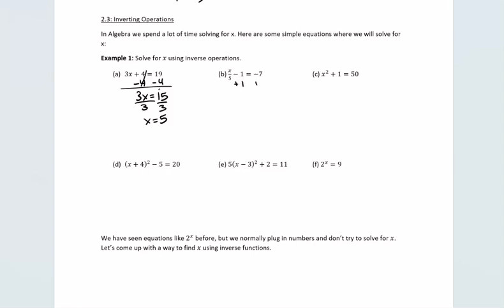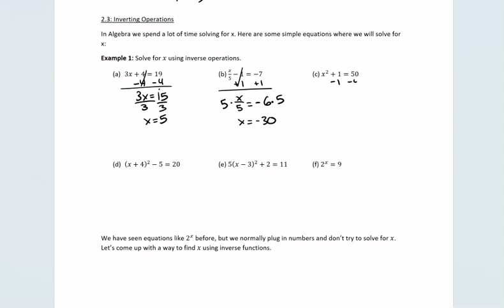We're adding 1 to both sides. So x over 5 equals -6. X is not by itself. We need to get rid of that 5. Remember, to get rid of a number in a denominator, you multiply by it. So we're going to multiply by 5. So x equals -30.